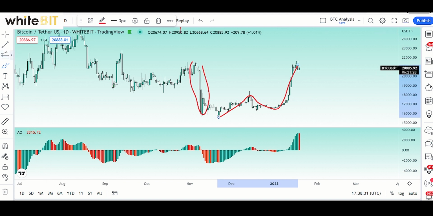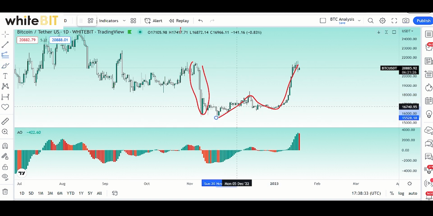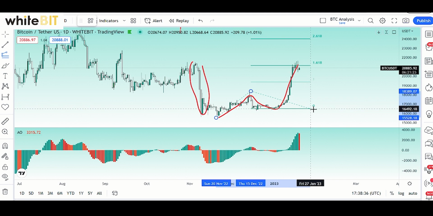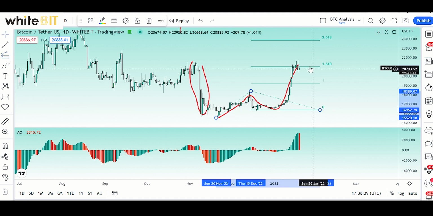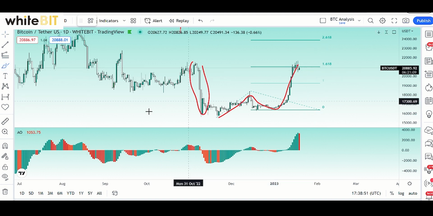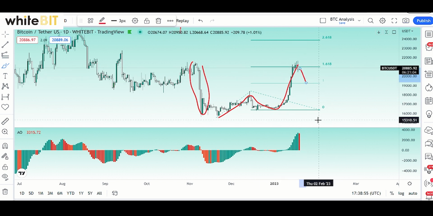If we measure the Fibonacci extension target for wave 3, we can see that the price exactly reached the 1.618 Fibonacci extension level, and this is the natural level for wave 3. This is the wave 3 target, and now I expect a retracement, a pullback to the downside, to complete wave 4 before the last bullish wave.